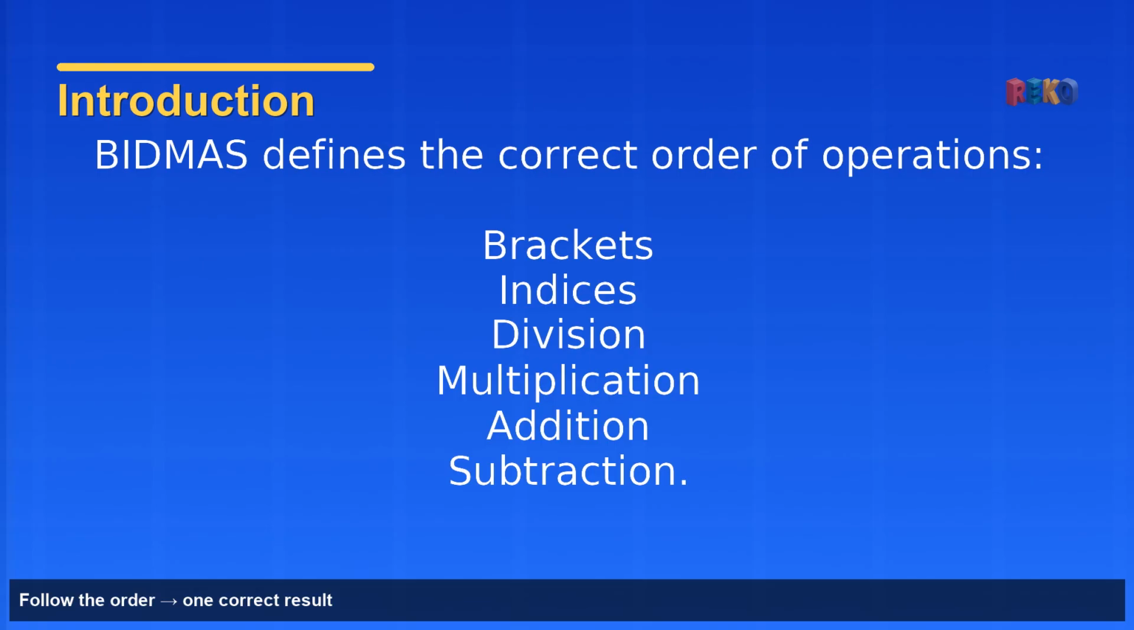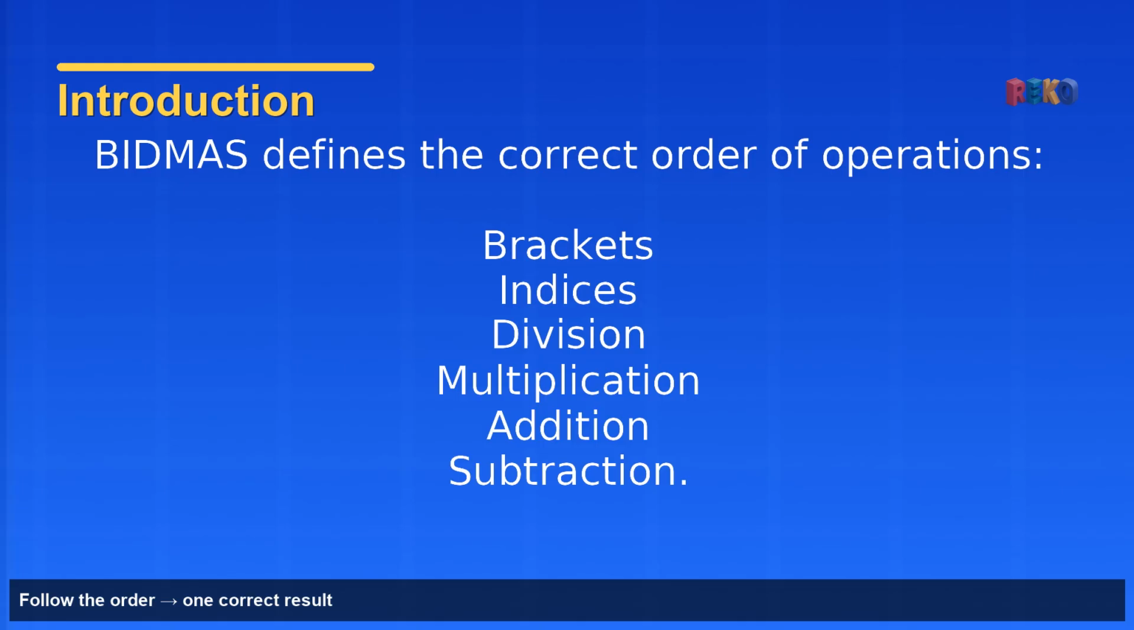BIDMAS sets the one correct order for any calculation. Brackets first to control the grouping, then indices such as squares and roots. Next come division and multiplication. These are equal in priority, so we work left to right. Finally, addition and subtraction, again with equal priority left to right.